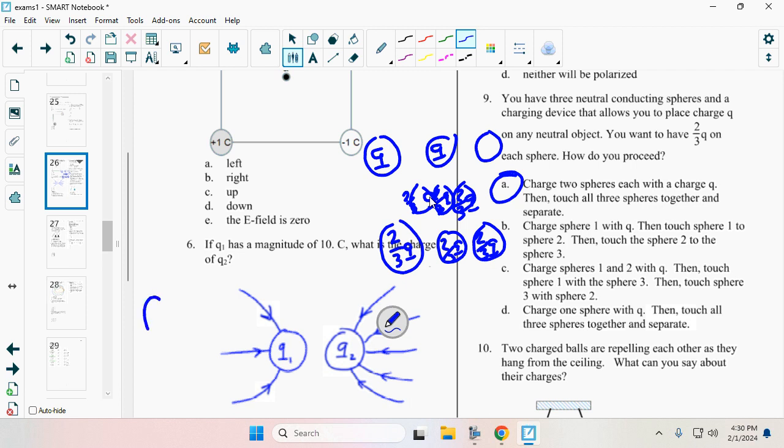Sphere 1 with Q, so sphere 1, Q, and then touch sphere 1 to sphere 2, that means that both of them will have Q over 2, right? It splits that into, and touch sphere 2 to sphere 3. So if this will have Q divided by what? 4, right? It'll split that in 2. So then I'll have one with Q over 2 and 2 of them with Q over 4. This tomorrow though, okay? But still, I like that question. It's fun.